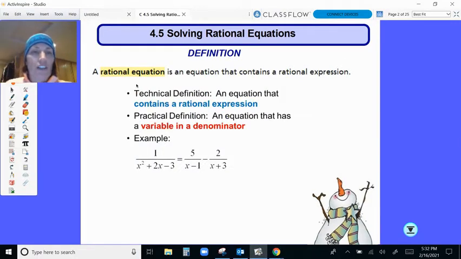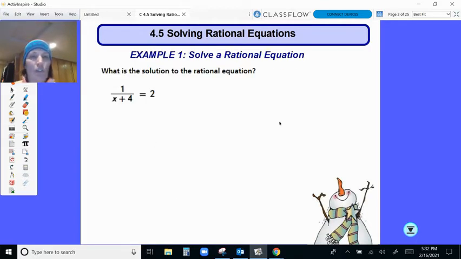So first of all, a definition of a rational equation is an equation that contains a rational expression. The practical definition is an equation that has a variable in the denominator. Okay, so something like this. Remember, an equation has to have an equal sign. And then we have two rational expressions equaling each other there.